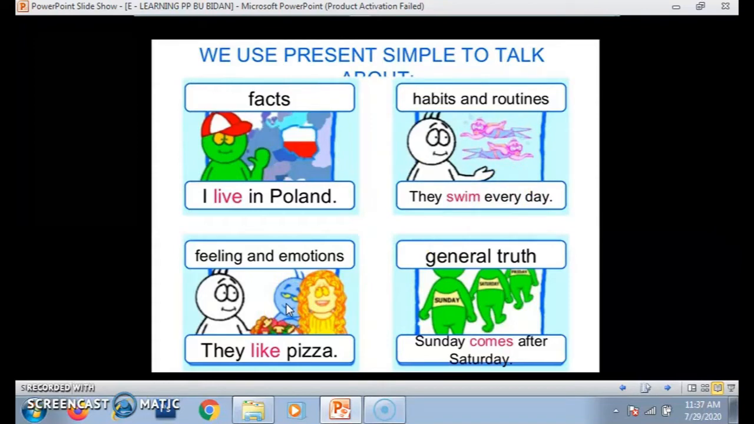How to say feelings and emotions? We can say they like pizza, they don't like pizza. And the last is about general truth, or kebenaran umum. For example, Sunday comes after Saturday.